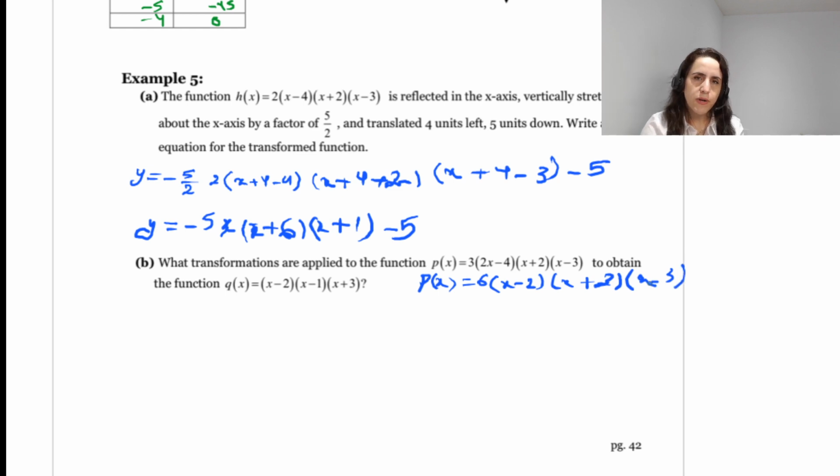Okay. Now compare this equation with the previous question. I have an x minus 2 here. x minus 2 is good. I have an x plus 2, x minus 1. I have an x minus 3, x plus 3. Looks like, first of all, I have a 6. It shows that it is vertically stretched by a factor of 6. Also, as I see, the x's are changing. The values of the x-intercepts are changing.